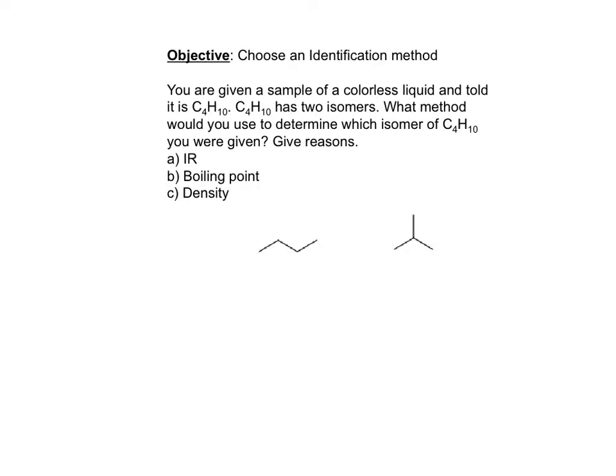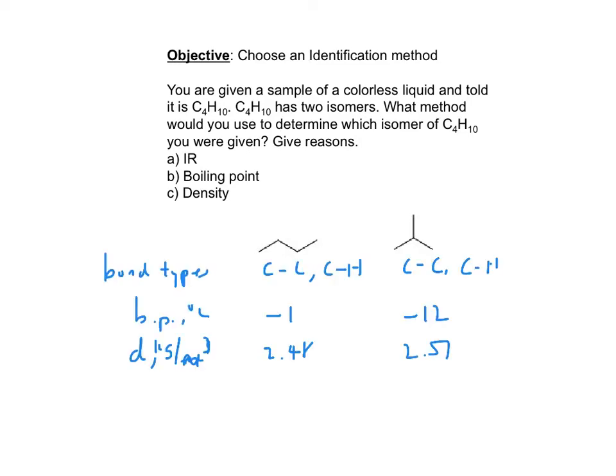Here's another example. C4H10 has 2 isomers. Which method would you use to identify which isomer you have? So stop the video and think about this for just a minute. Here are some properties of these substances. Based on properties, it looks like boiling point is the way to identify that substance.